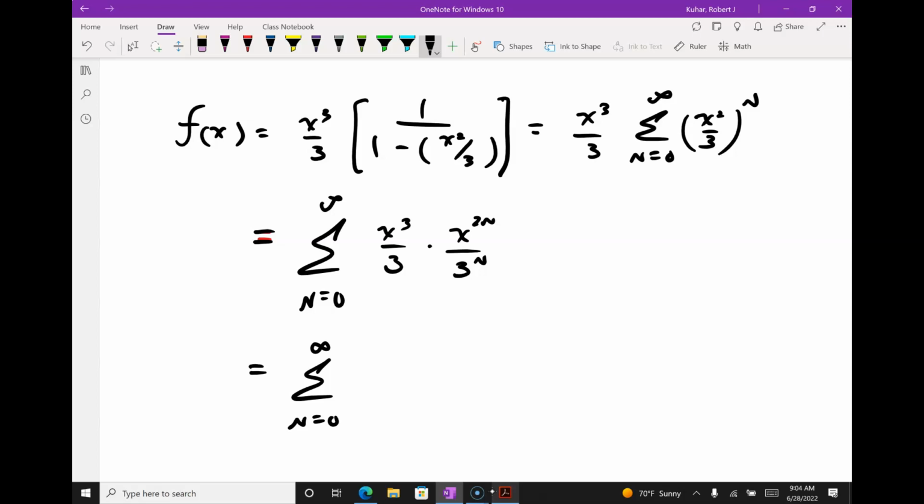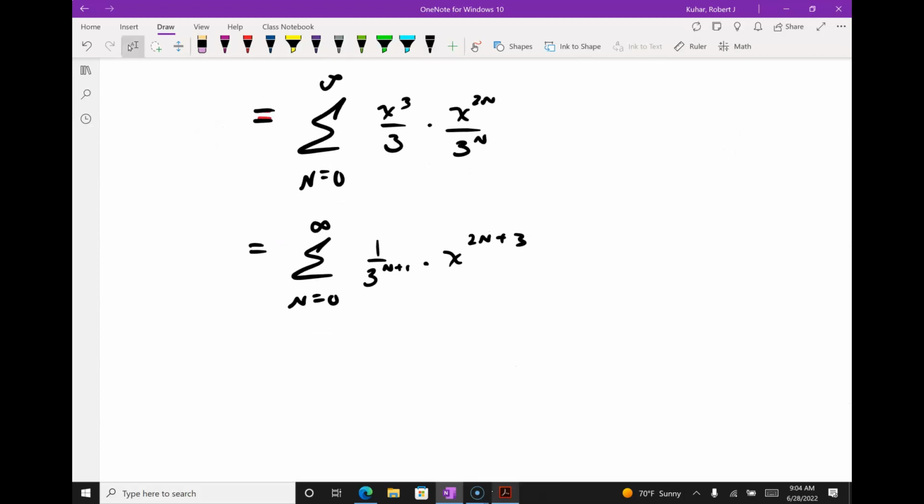So I like coefficient first, right? So what do I have? I have 1 over 3 to the n plus 1 times x to the 2n plus 3. The book will usually write the coefficients as not denominator pieces, right? So like that.